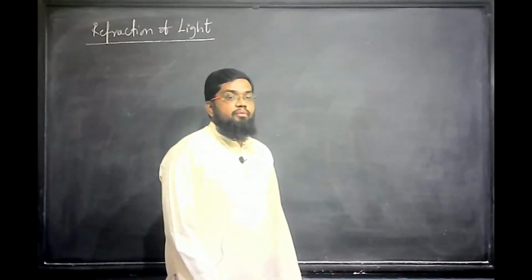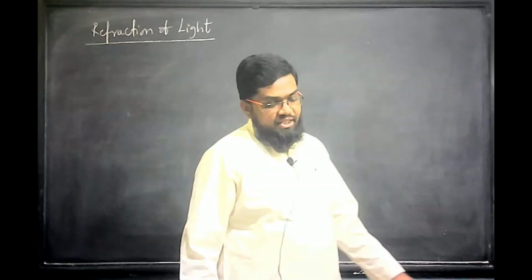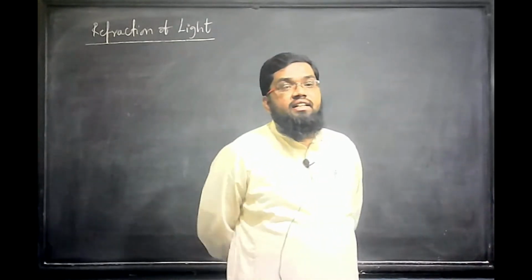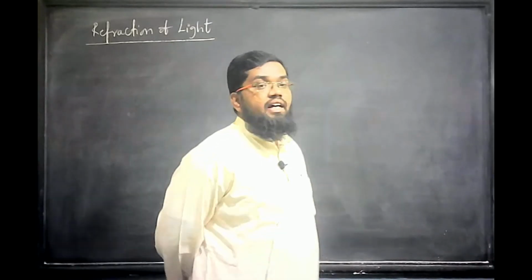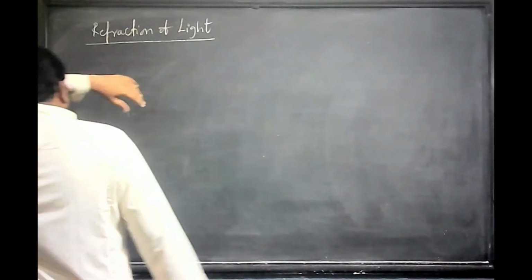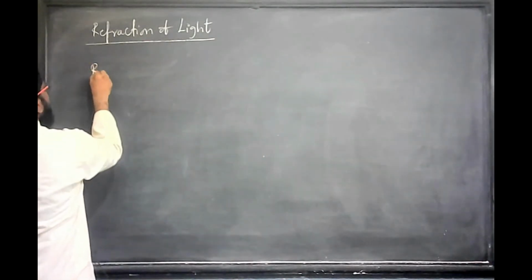So in our syllabus we have the plane boundary and curved boundary. For curved boundaries, again we restrict to spherical curved boundaries. Then there are lenses and there is a prism. These are the places where dispersion and refraction of light will occur. Okay, so then what is Snell's law? Before going to Snell's law, let us define what the refractive index is.